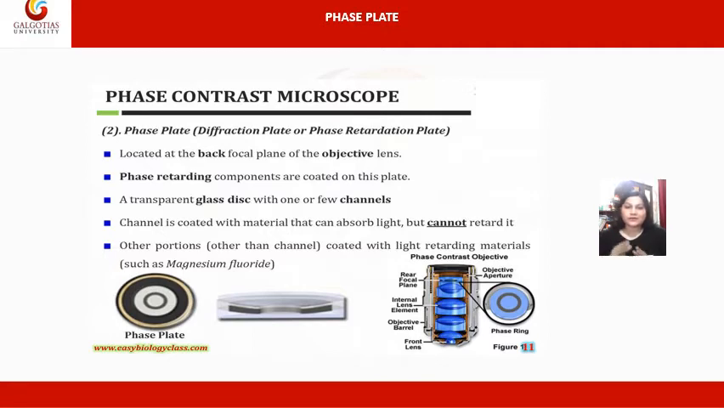Some rays pass through the plate as they are. Some will be absorbed by the absorbing material, and some rays will be retarded by the magnesium fluoride or other type of retarding material. This phase plate is either a negative phase plate having a thick circular area, which is the area coated with the retarding material, or a positive plate having a thin circular groove. This thin circular groove will allow the light rays to pass without changing their phase.